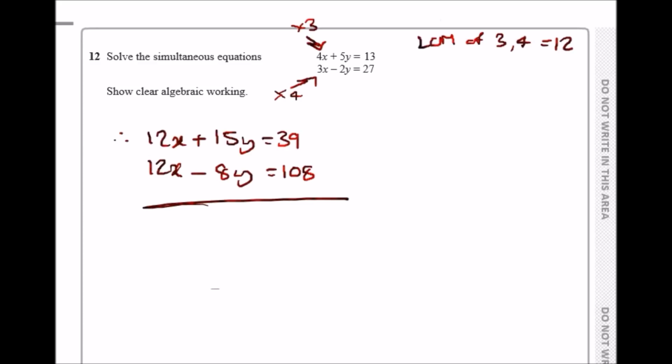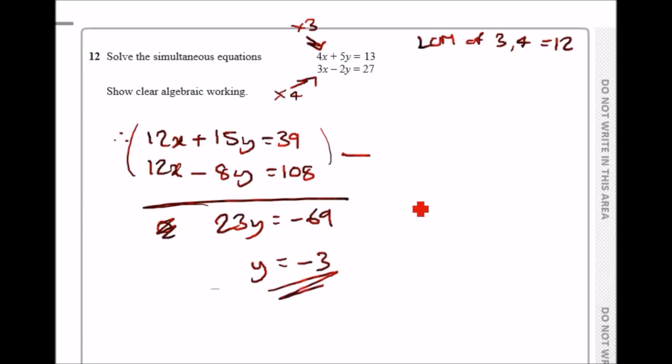Now we just want to subtract them. So subtracting all of these, 12x take away 12x is nothing. 15y take away minus 8y, so minus minus makes a plus. 15y plus 8y will give us 23y. I don't need to put the 0. And lastly, 39 take away 108 gives us minus 69 equals minus 69. All we do now is find the value of y, so dividing both sides by 23 should give us a clean negative 3.